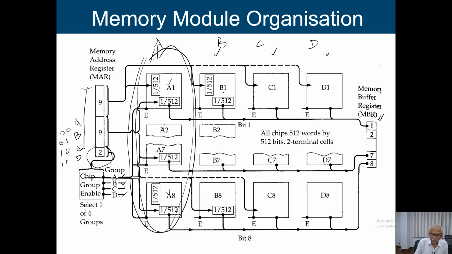Whenever the address comes as 0 1 on these 2 bits, we are selecting group B, then the bit from group B is selected and comes to the MBR. That means now we have the option to select the word or byte from group A, B, C or D. If you look at it this way, we are getting another memory module which is bigger than the previous one.